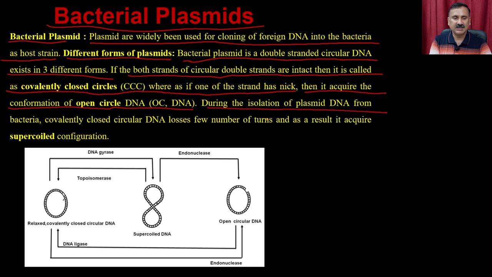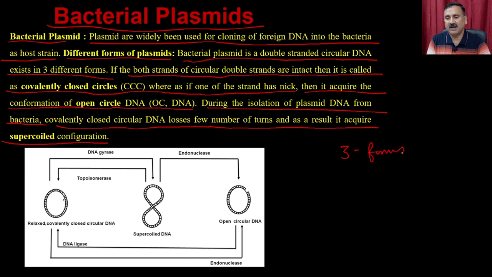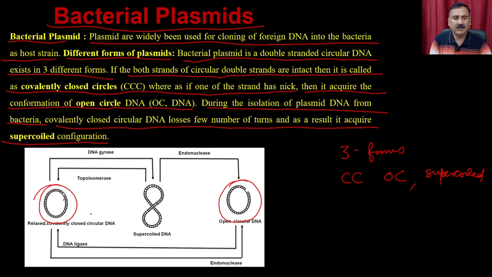During the isolation of plasmid DNA from the bacteria, covalently closed circular DNA may lose a few turns. As a result, it acquires the supercoiled conformation, which means a bacterial plasmid can be present in three different forms. It can be covalently closed circular DNA, which is this one; it can be open circular DNA, which is this one, the OC form; or it can be the supercoiled form. In the supercoiled form, the closed circular DNA gets additional turns, and that is how it has supercoiled DNA. And all these DNA forms can be interchangeable.